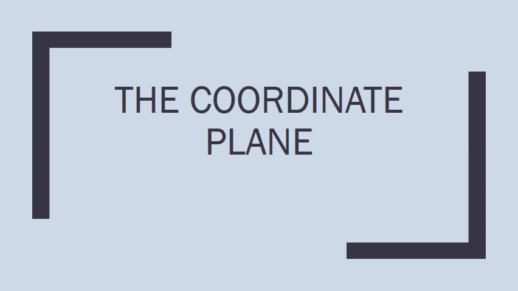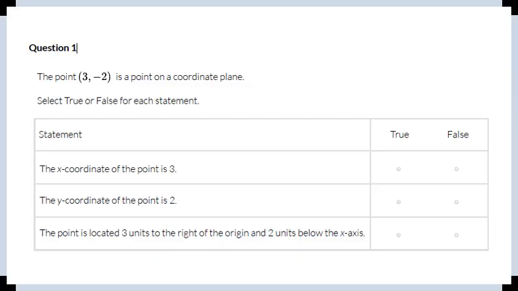This is Miss Sebastian, and we're going to look at the coordinate plane. So the coordinate plane is graphing these points. So the point 3, -2 is a point on the coordinate plane. So the x-coordinate of the point is 3.